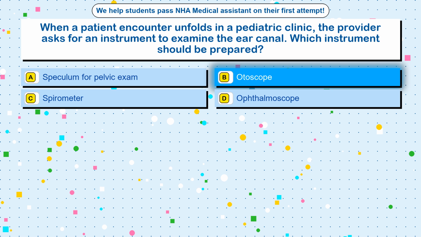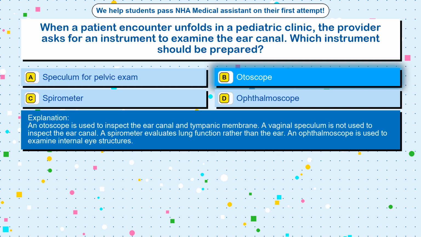Otoscope. An otoscope is used to inspect the ear canal and tympanic membrane. A vaginal speculum is not used to inspect the ear canal. A spirometer evaluates lung function rather than the ear. An ophthalmoscope is used to examine internal eye structures.